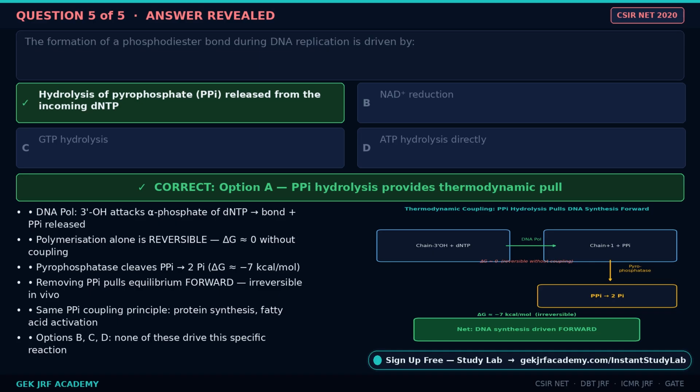Options B, C, and D are all incorrect. NAD+ reduction, GTP hydrolysis, and direct ATP hydrolysis are not involved in driving this specific chemical step. Framework. When a biosynthetic reaction is thermodynamically marginal, look for the coupled exergonic step that removes the leaving group and pulls synthesis forward. This pyrophosphate coupling principle applies broadly in biochemistry to nucleic acid synthesis, amino acid activation in protein synthesis, and fatty acid activation by acyl-CoA synthetase.